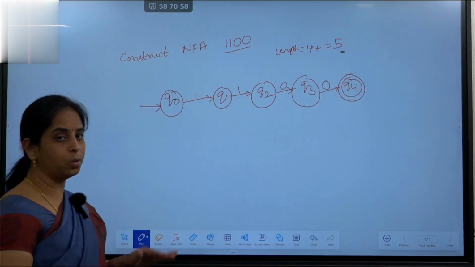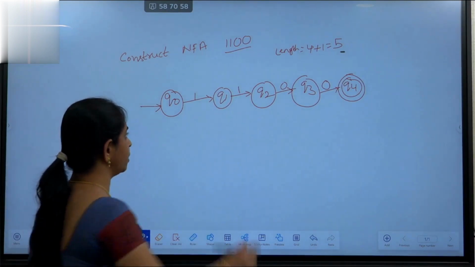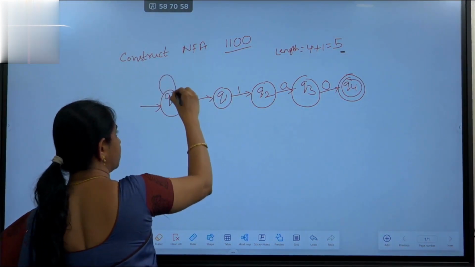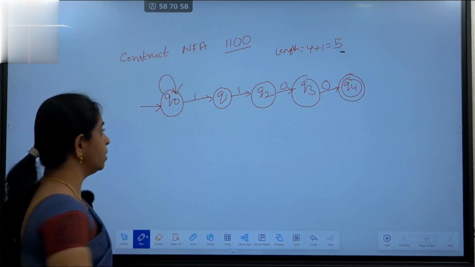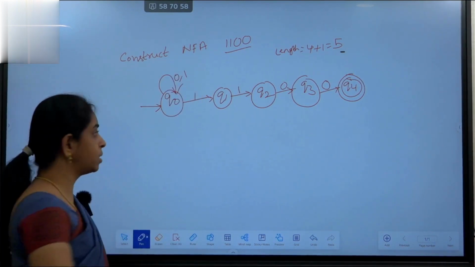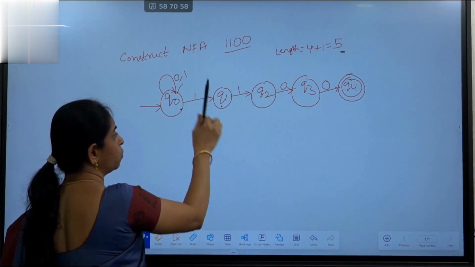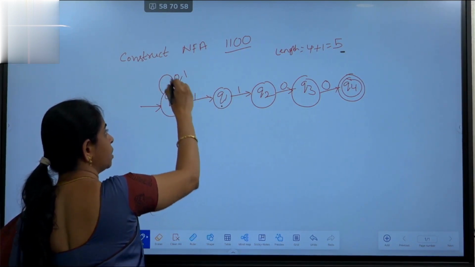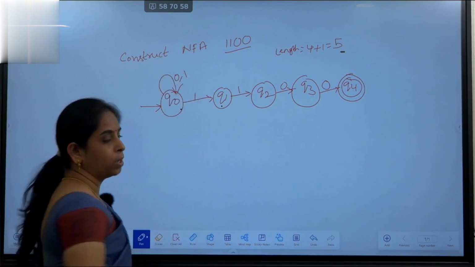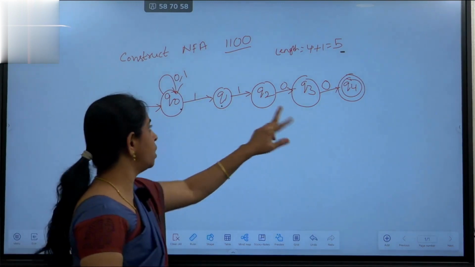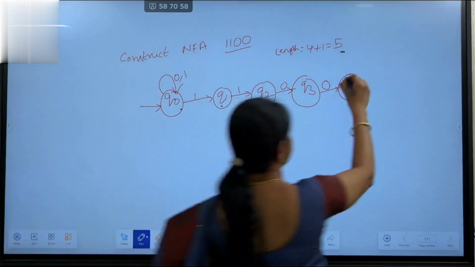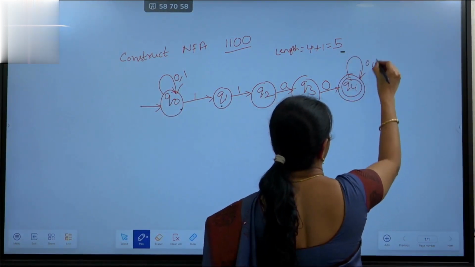Now, according to the NFA, we have to give the transitions. For double one followed by double zero, the starting symbols may be either 0 or 1. As this is an NFA, I have already given Q0 to Q1 on the one input alphabet. Since there is no restriction in the NFA, again I am giving Q0 a self loop on 1. For double one followed by double zero, the start may be either 0 or 1, no problem. At the end also, either 0 or 1, no problem.